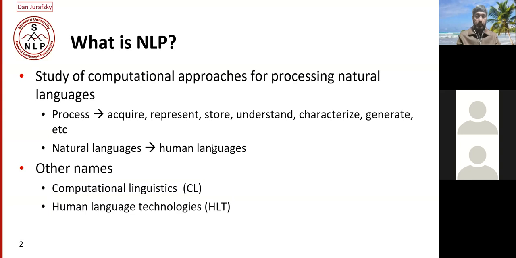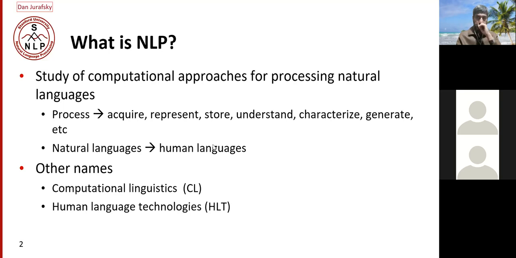So there are two points here, actually. One is what is natural language, and the other is what we mean by processing. Processing essentially means everything. So if you're given a string of text, you should be able to extract, for example, the name of a person from that text. Or if you are given a piece of text, you can determine the polarity of that text. Polarity means whether it is expressing a positive sentiment or a negative sentiment, or it is neutral, and so on. So all of these possibilities are part of processing.